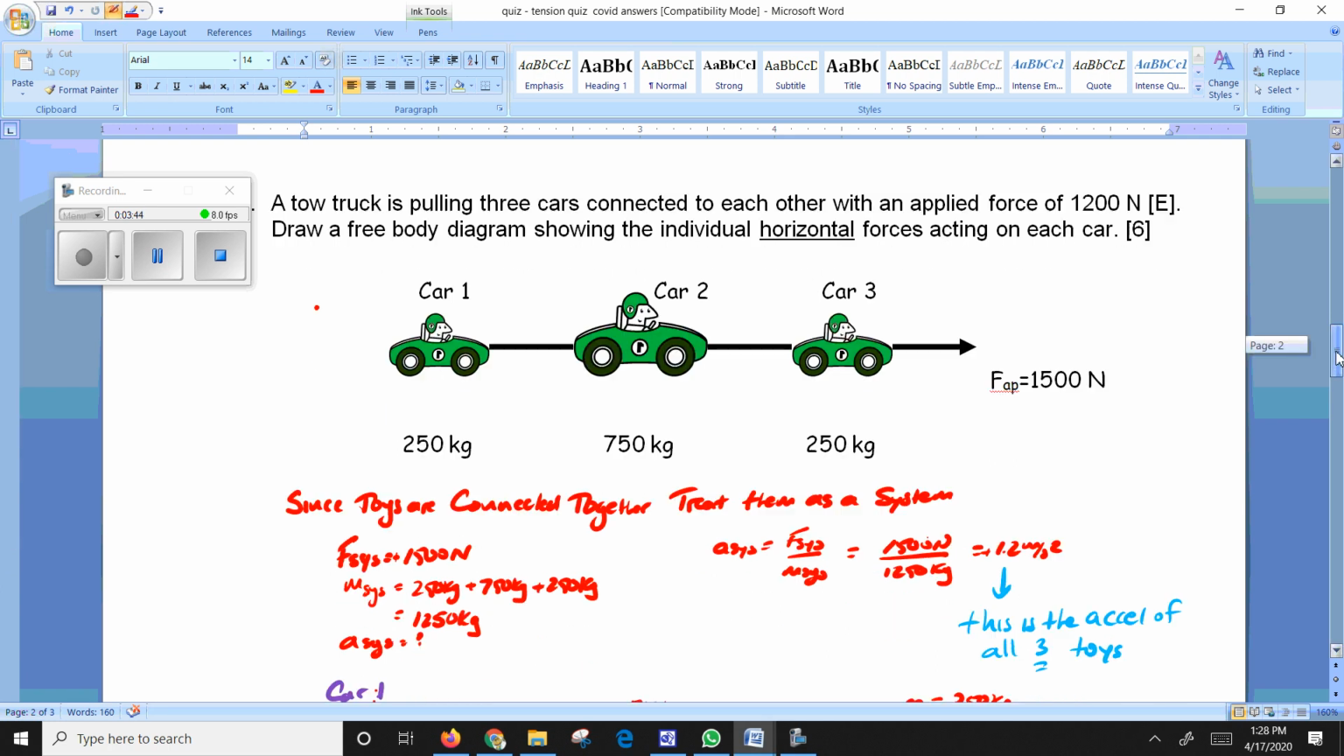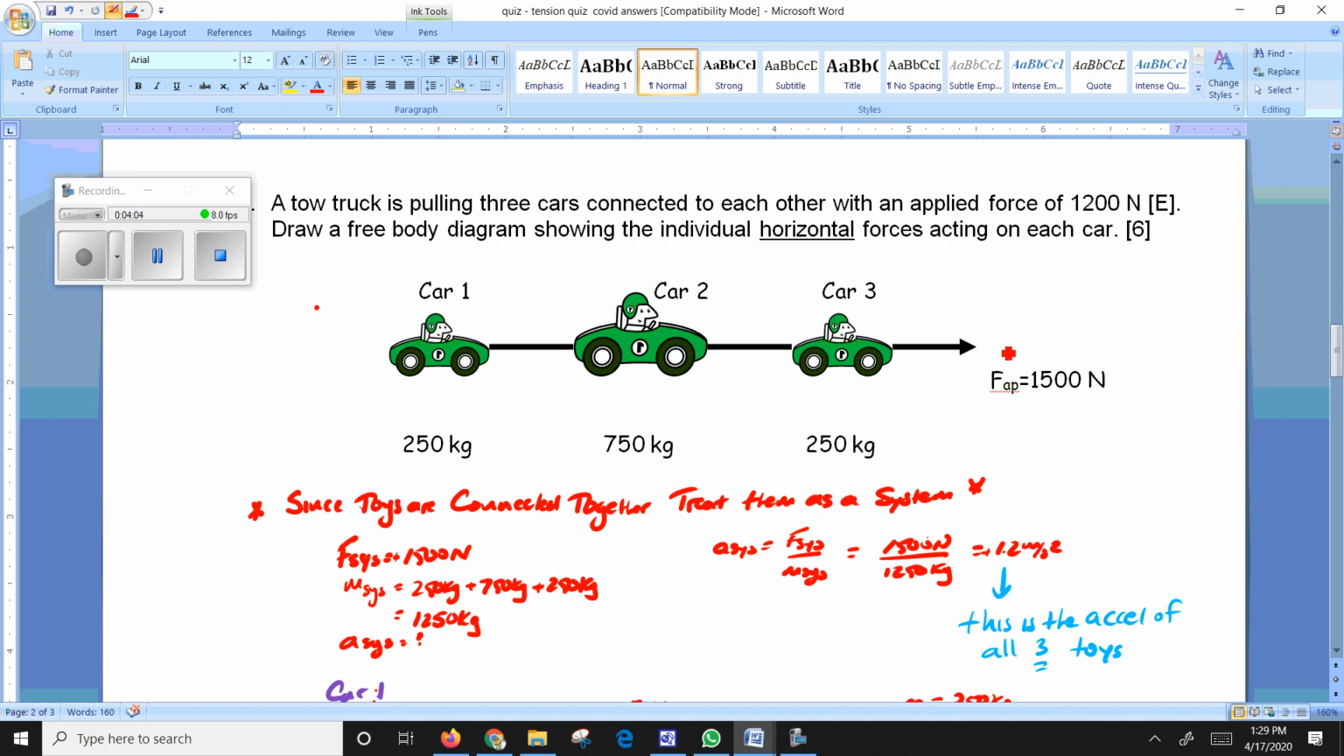connected together, it's important to think of them as a system, but you have to tell people that it's a system. So since the toys are connected together, treat them as a system. You need to have some kind of statement at the beginning. And then you find your overall mass. So it'll be 1250 kilograms here. You tell me your system force.